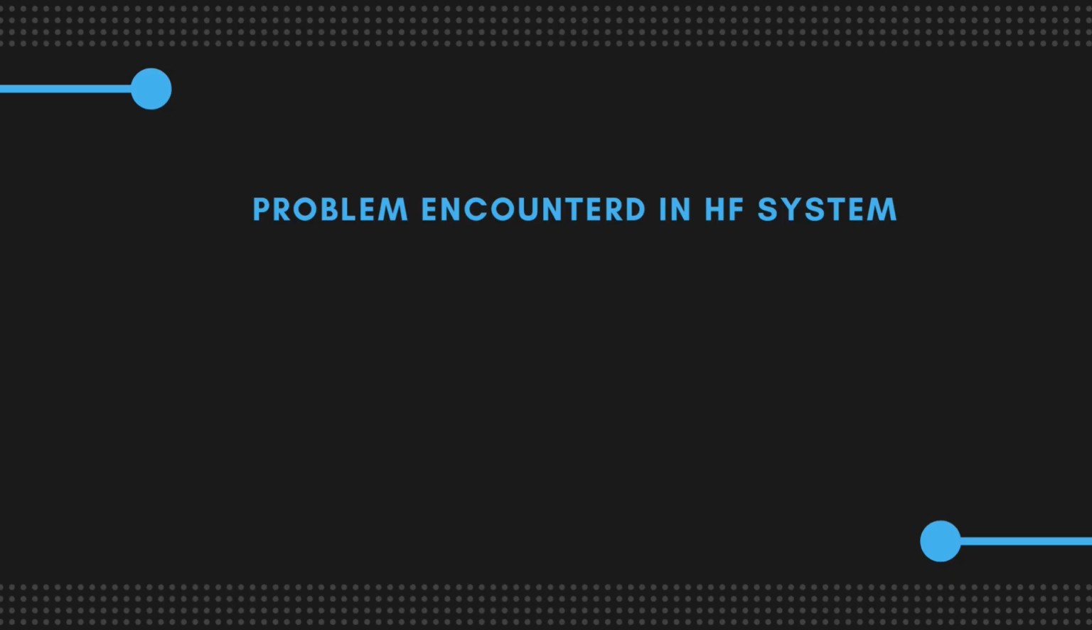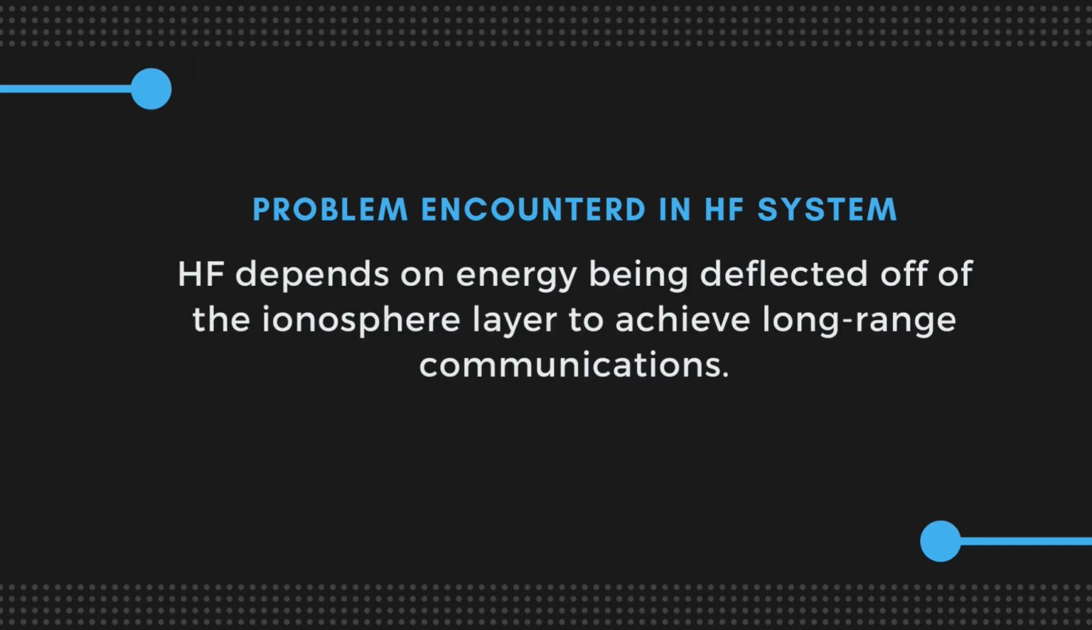Well, one of the most usually occurring problems encountered with the use of the HF system is that HF depends on the energy being deflected off of the ionosphere layer to achieve long-range communications. This layer changes in density and altitude depending on the time of the day. As a result, the frequency at which the sky waves are most effective also changes.